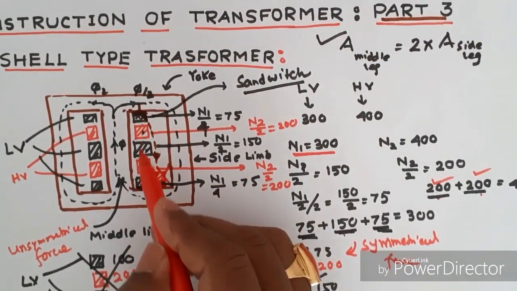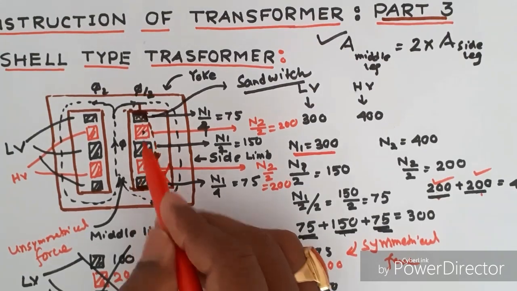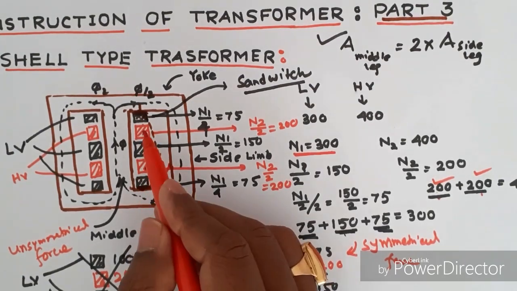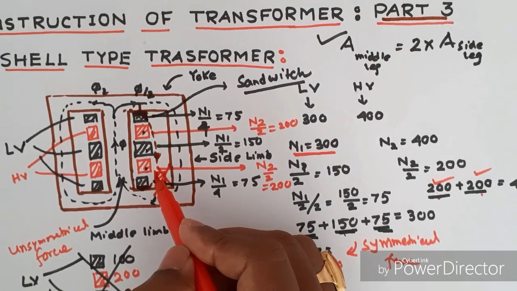The LV winding is placed nearer to the yoke so that we require less insulating material.